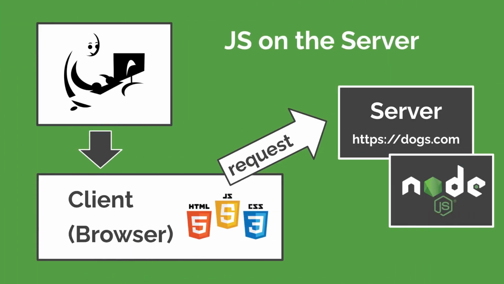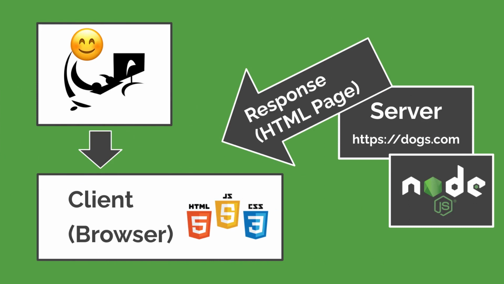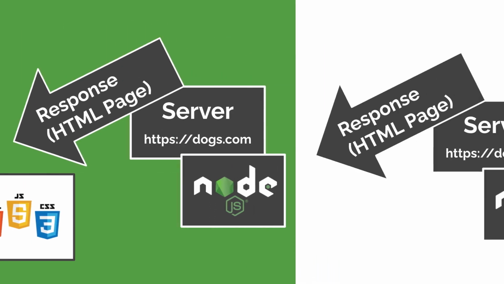JavaScript on the server looks like this. A person visits your website and they become a client, and then they send requests to the server to launch a site. And the server uses Node.js to do that. Then, after the server has received the request, they send the response back. So they send back the HTML page of dogs.com, for example.